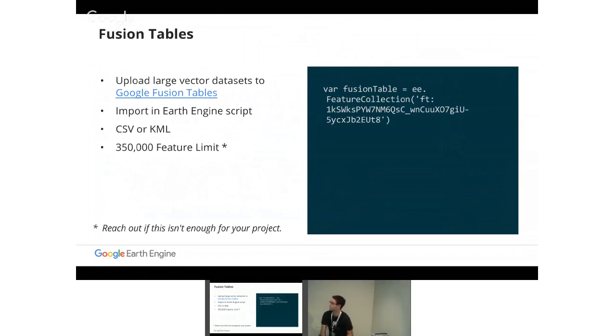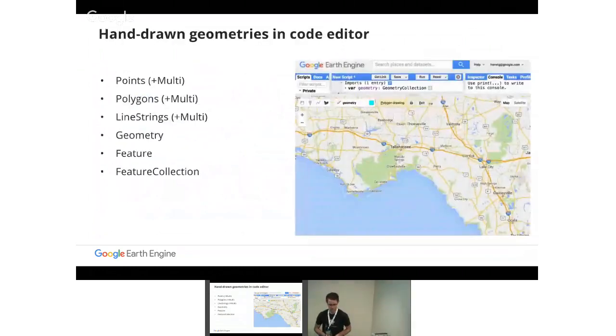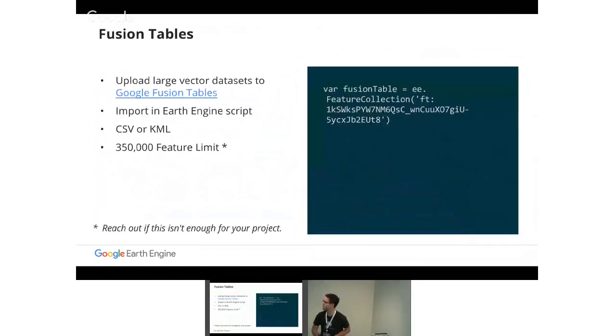Yes, so Fusion Tables is our current way for a large vector data set you want to use in Earth Engine: you would upload it to Fusion Tables and import it as a feature collection. A couple of things to know: you can use either KML or CSV when you upload to Fusion Tables. I believe CSV upload is limited to point-based geometries, or addresses, which it geocodes. Right, or something you want to geocode within Fusion Tables. There's also a 350,000 row limit on the Fusion Tables side.